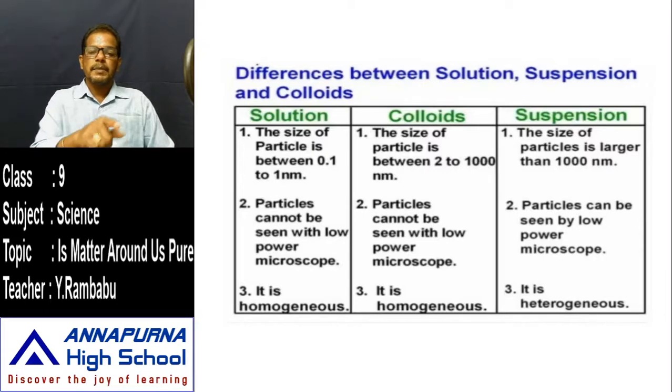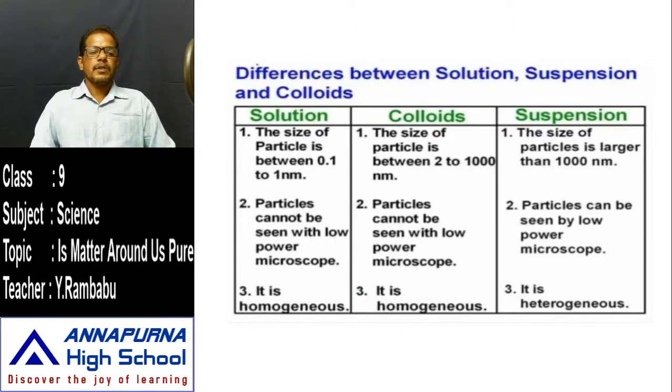Next, solution is a homogeneous mixture, and colloid is a heterogeneous mixture. Actually it is a heterogeneous mixture, though it is given like that. It appears as homogeneous, but it is really heterogeneous. The third point, given for colloids, is incorrect. Next, suspension is also a heterogeneous mixture.